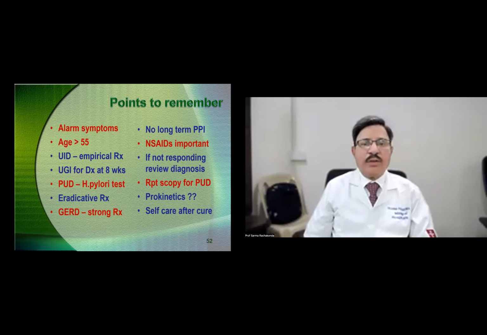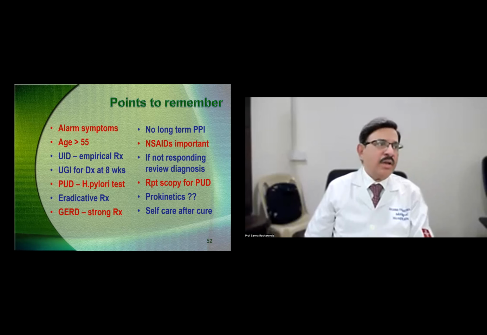If it is not healing, then I should know what the causes of non-healing are and address those causes. One important cause is turning malignant. Between the two, gastric ulcers turn malignant more often than duodenal ulcers. So in a gastric ulcer, if age is more than 55 and the ulcer is not healing, rebiopsy is essential.